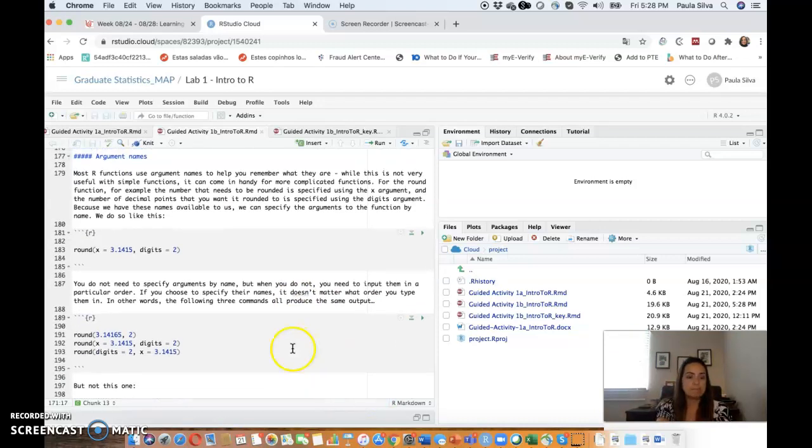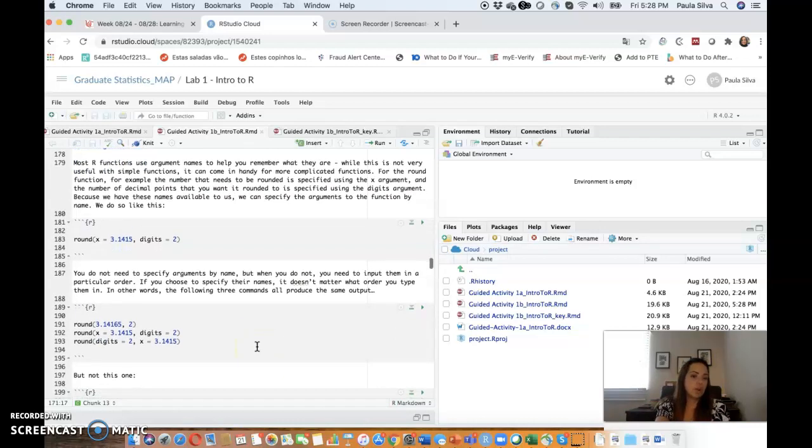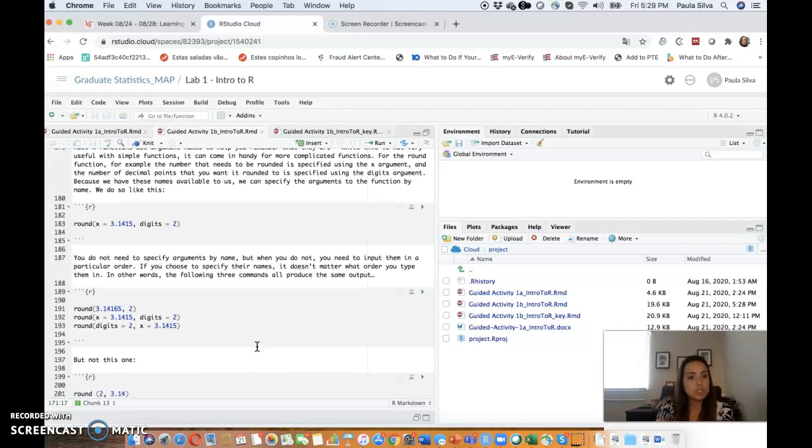Argument names. Most R functions use argument names to help you remember what they are. While this is not very useful with simple functions, it can come in handy for more complicated functions. For the round function, for example, the number that needs to be rounded is specified using the x argument, and the number of decimal points that you want it rounded to is specified using the digits argument.